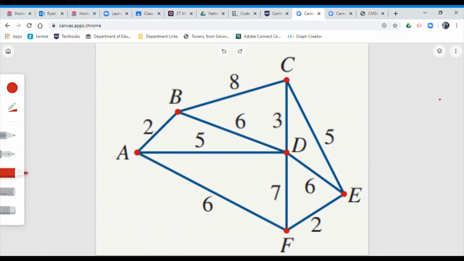Hey everyone, I'm trying a wild and crazy attempt at using my computer to record my videos. So I thought I'd do finding the minimum spanning tree example.